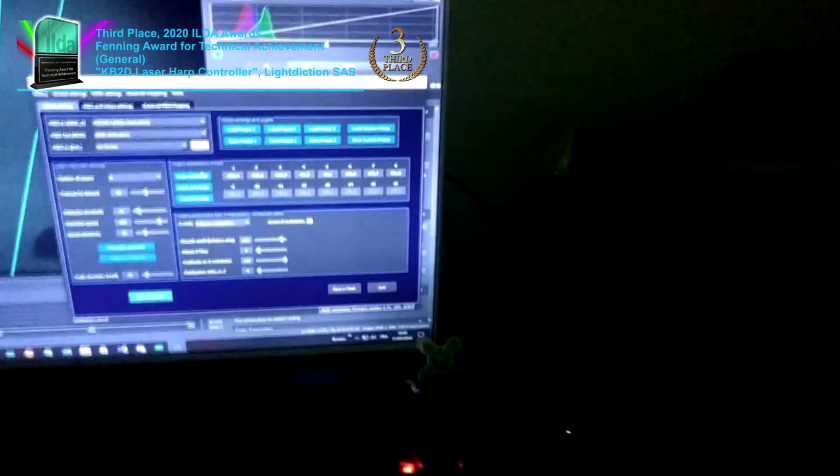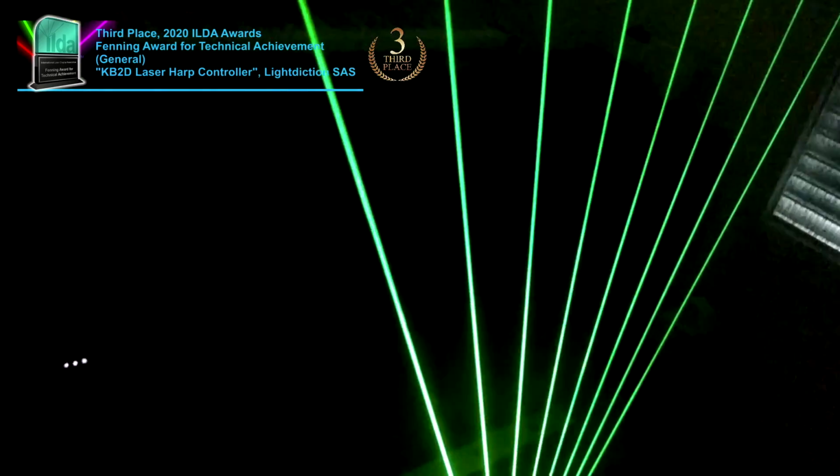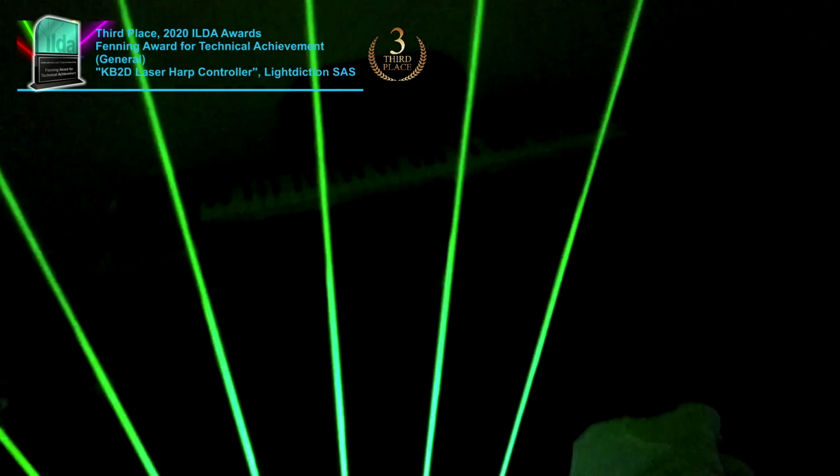Now we calibrate the angles of the beams. Okay. We interact with the first beam. And the last beam. And now it's set.